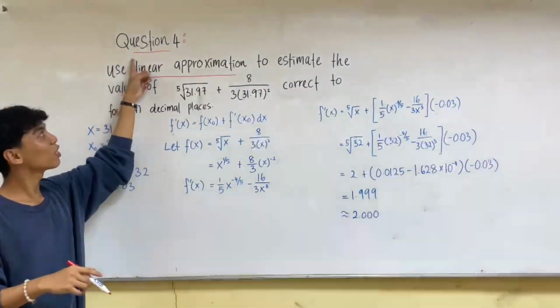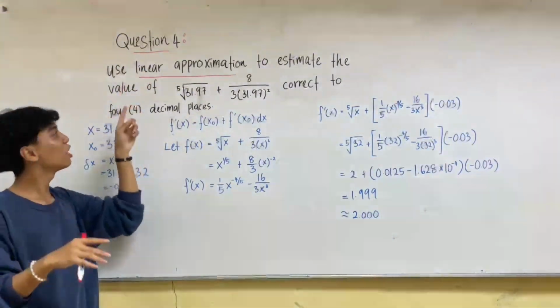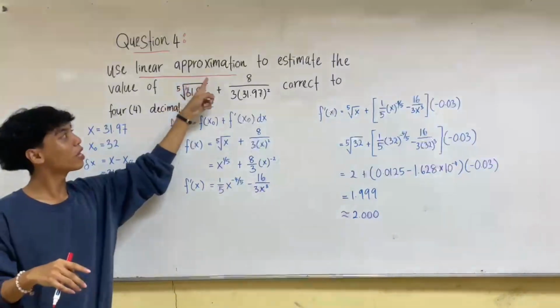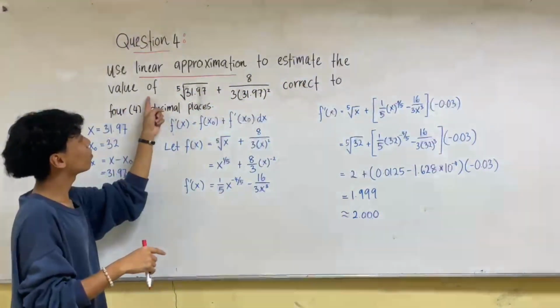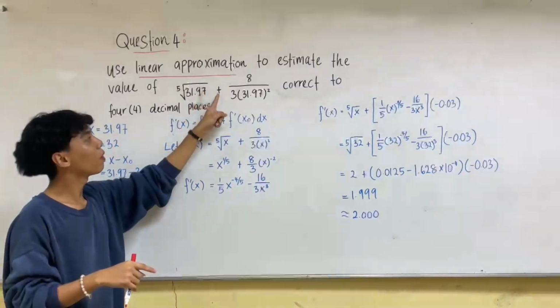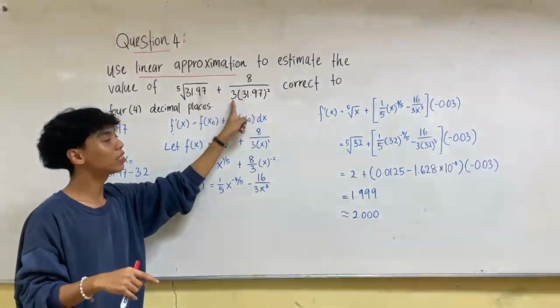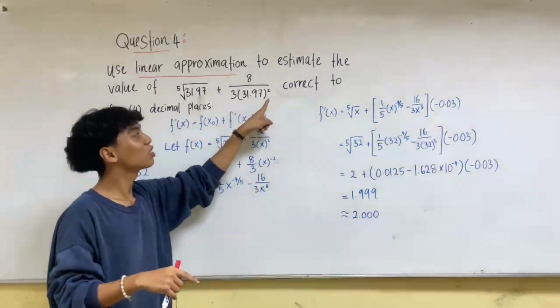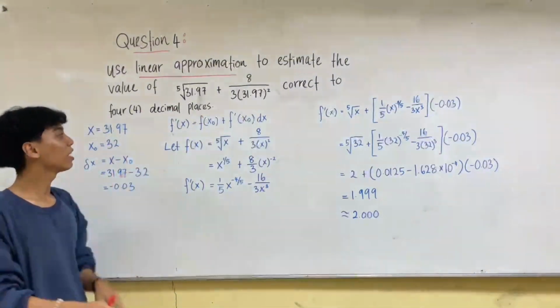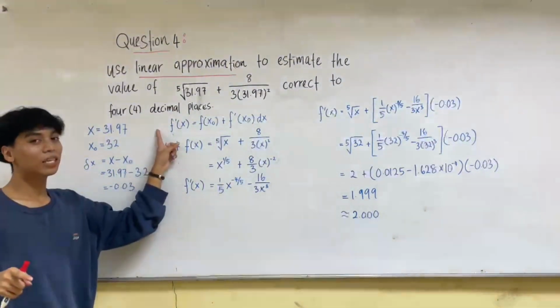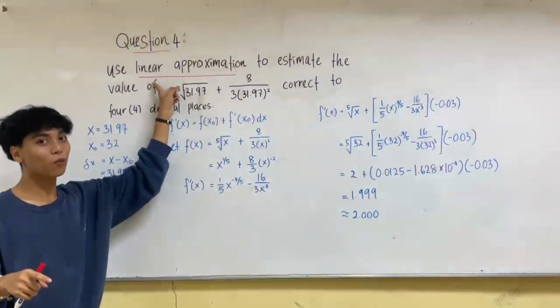So now I will explain question 4. The question: use linear approximation to estimate the value of 5√(1.97) + 8 over 3 times (31.97)², correct to 4 decimal places. There is a formula for linear approximation.